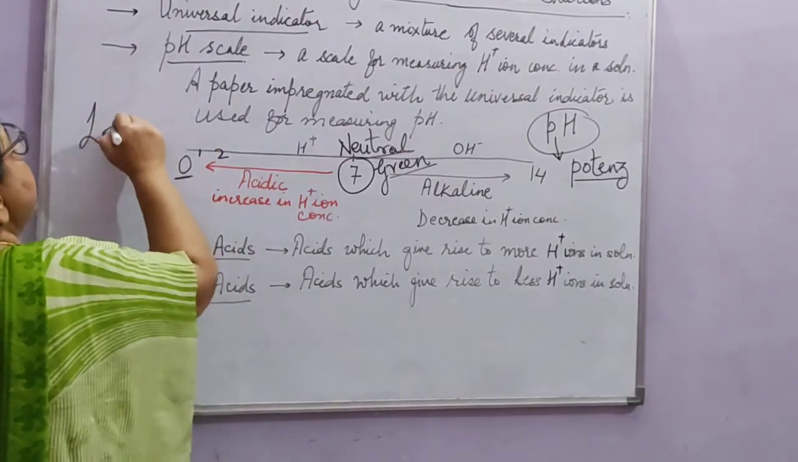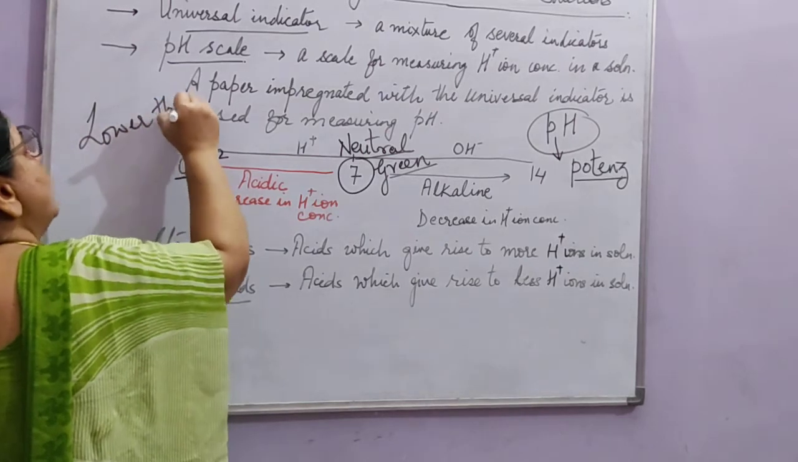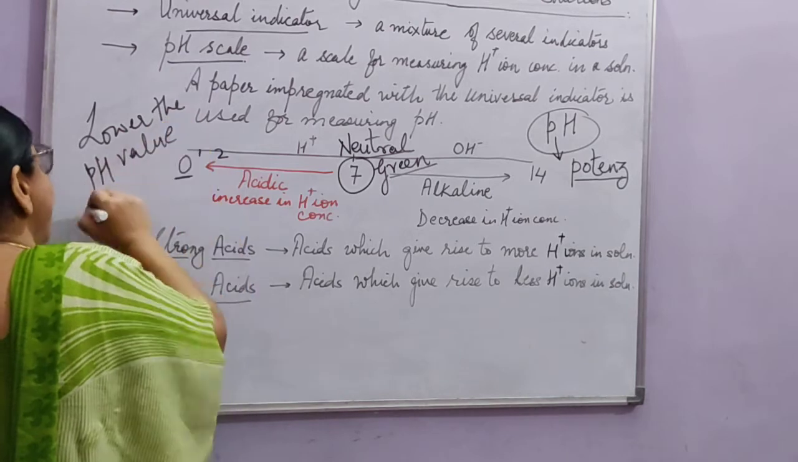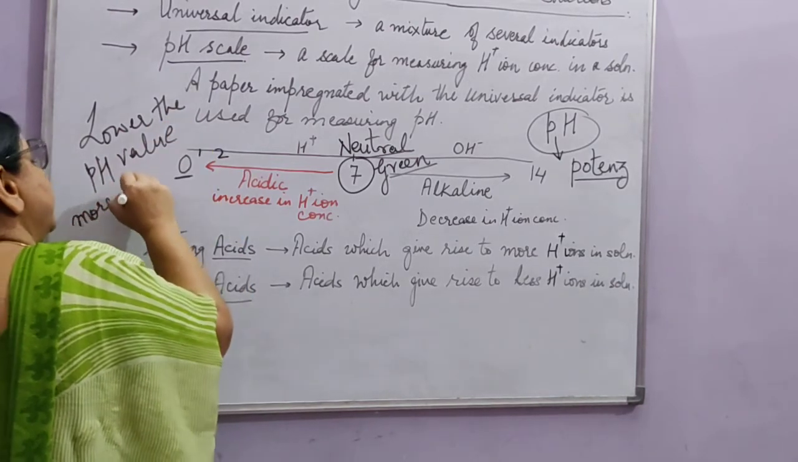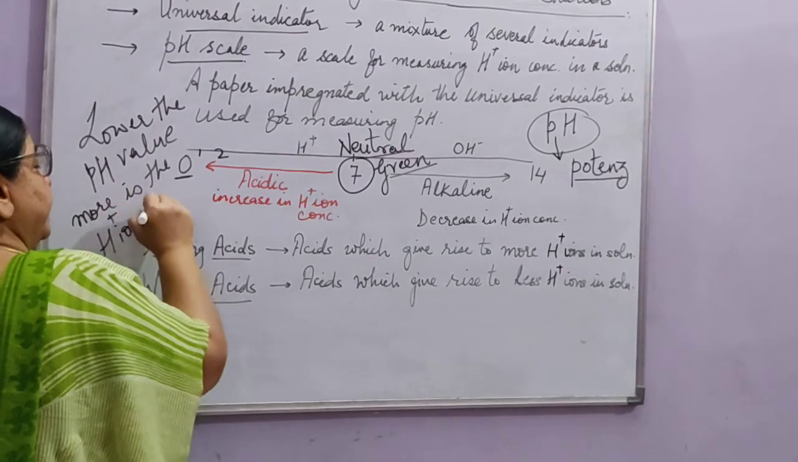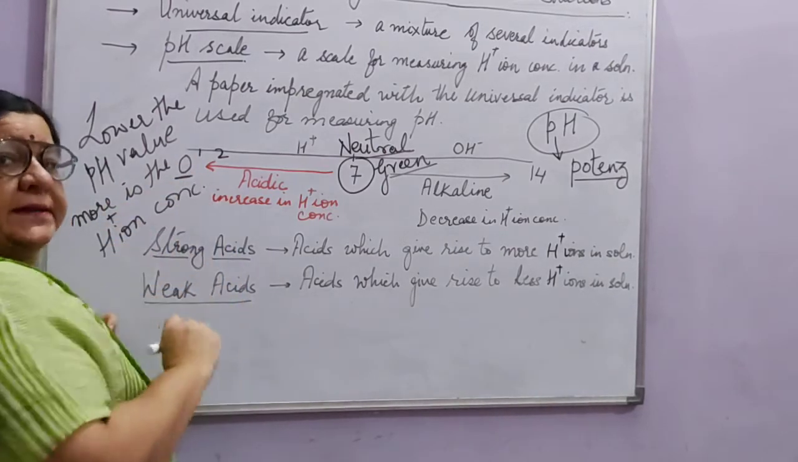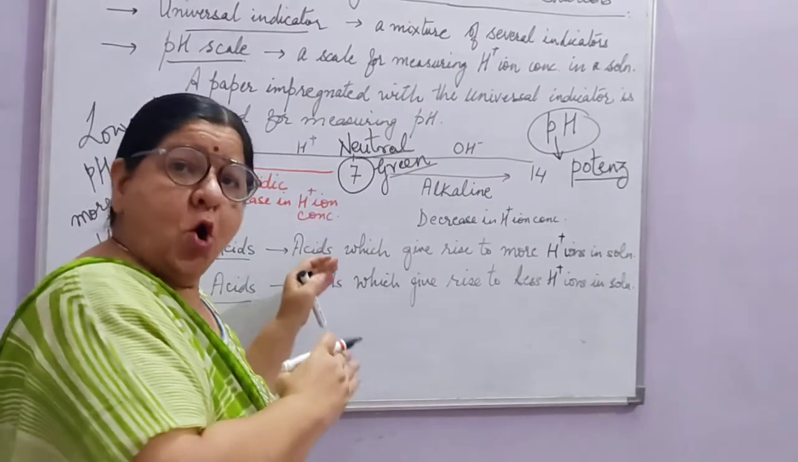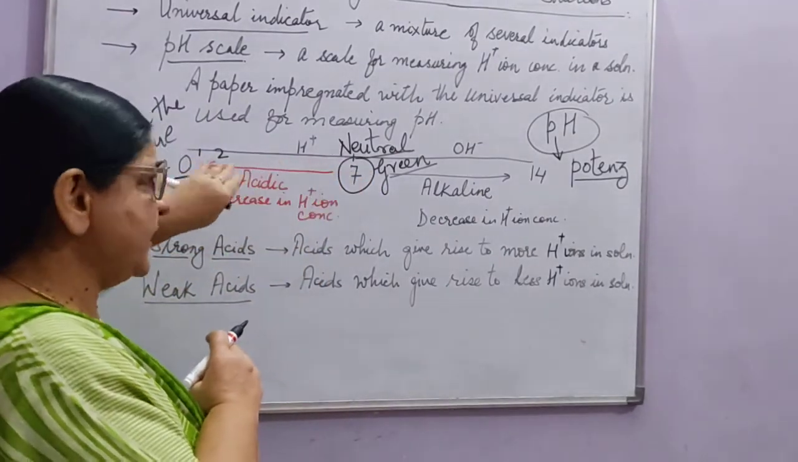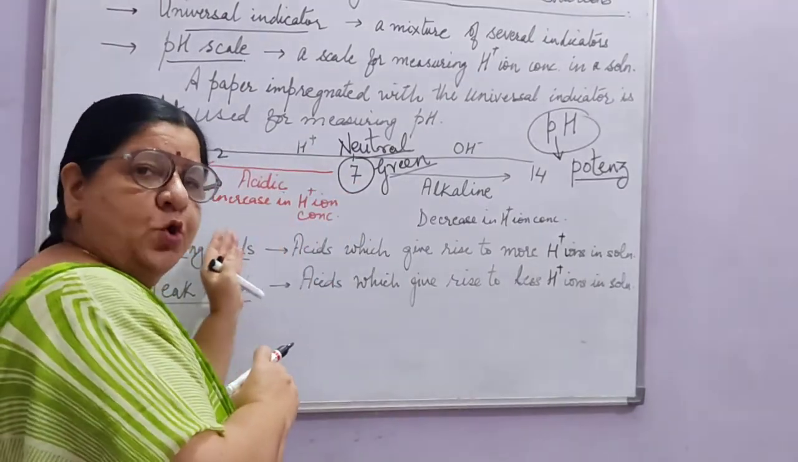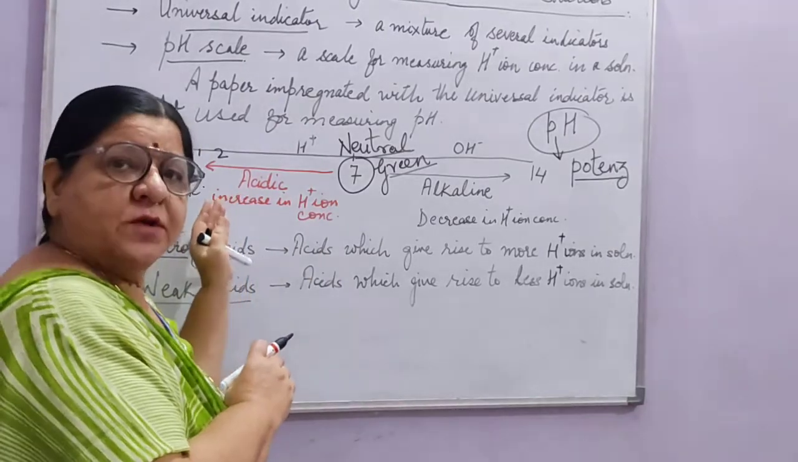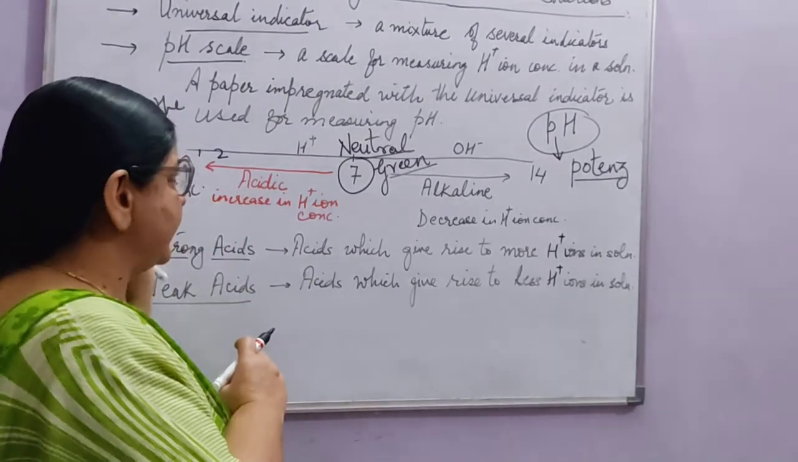So the lower the pH value, the more the hydrogen ion concentration. That is, it will be more acidic. As we move from 7 to 0, the acidic nature goes on increasing, that is, the H ion concentration will go on increasing.